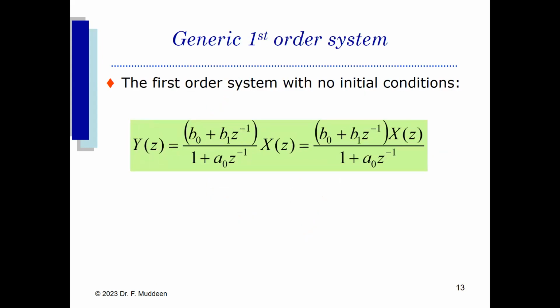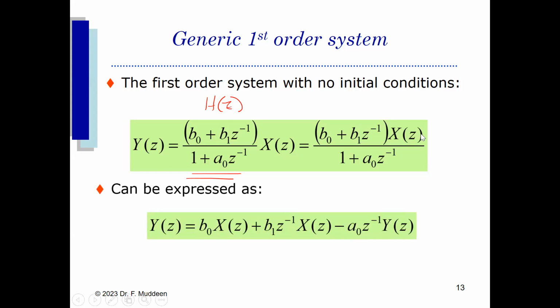Right. So let's get general now with it. A first order system with no initial conditions would have an input and output. This is what a transfer function would look like. No initial conditions. So Y(z) is a transfer function. This is H(z) equals Y(z) by X(z). All right. And I've just expanded it. I've just put it in a slightly different form on the side here.